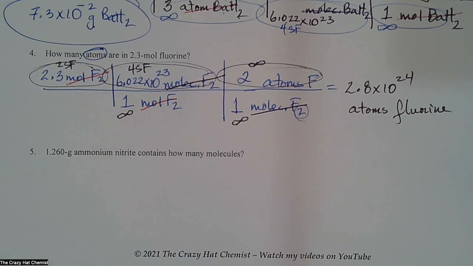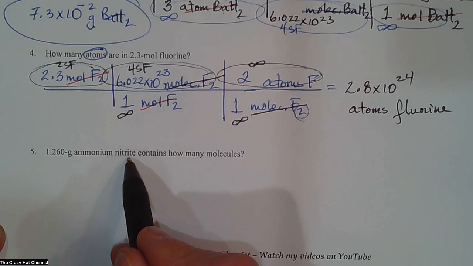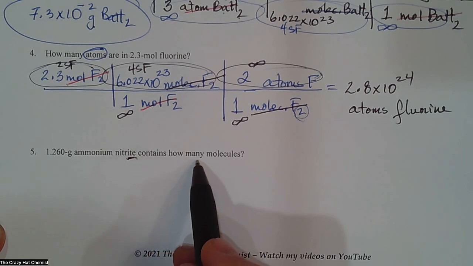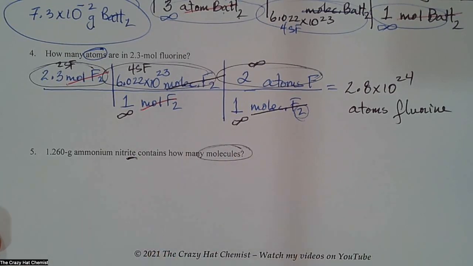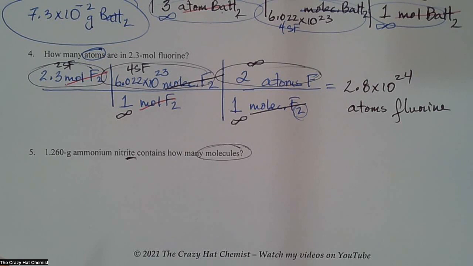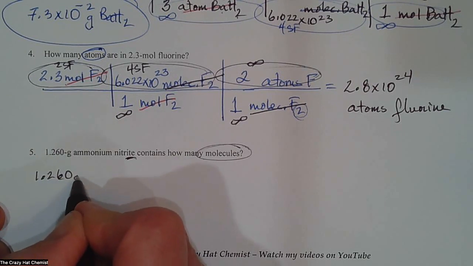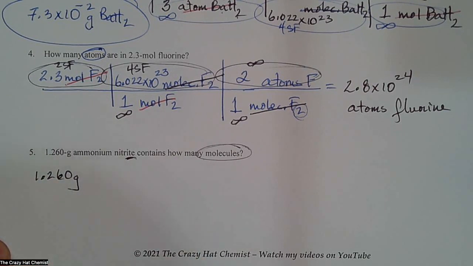Okay, so number 5, we're going to go from grams of ammonium nitrite. That's an ite. How many molecules are in this? So we're going to go from grams, and then we're going to move on to the next step there, but eventually end with molecules. So we're going to start off with a number, units, and formula. So that's 1.260 grams of ammonium nitrite.